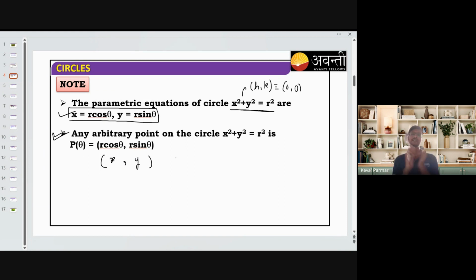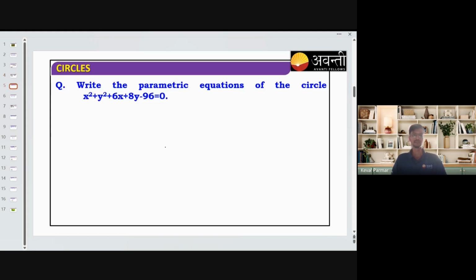Generally, guys, the parametric form of a circle is not so much used in JEE Mains. The most important place it is used is in the straight line, which is the parametric form of a straight line. For the circle, we don't use the parametric form because we have many other formats. So let's see what the question comes as. So this is the question. Write the parametric equations of the circle.